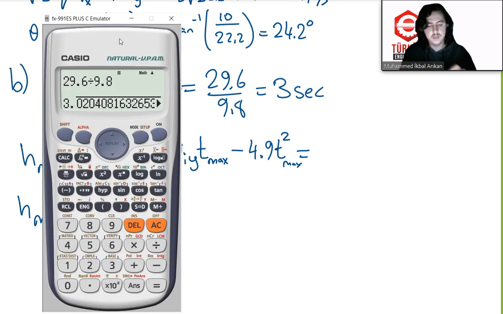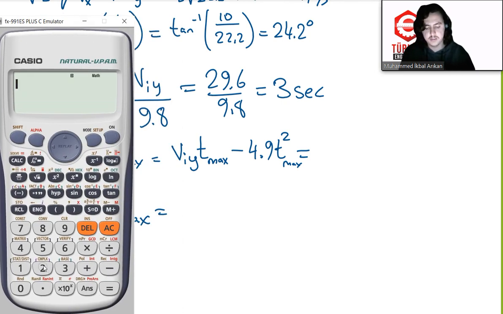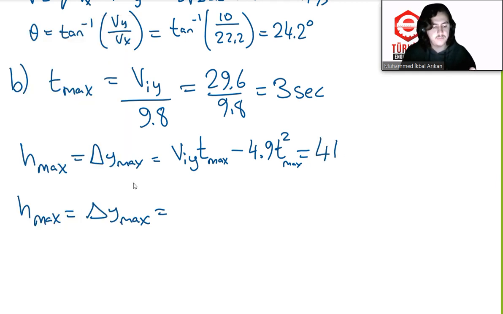So here take our initial y, which is 29.6 multiplied by maximum time, which is just 3, minus 4.9 multiplied by time squared, which is 3 squared. So I will get 44.7 meters.